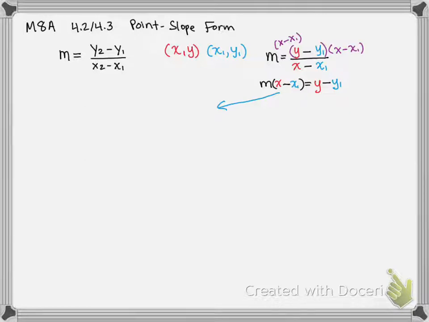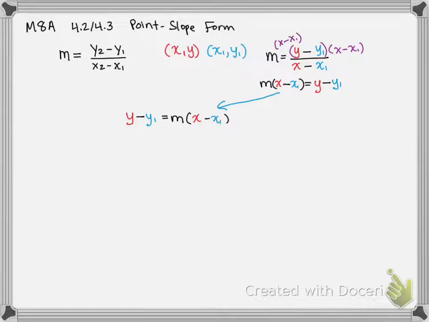Now the only thing I have left to do is to turn it around. So I'm going to use the symmetric property and put the y in front. y minus y sub 1 equals m times the quantity x minus x sub 1.